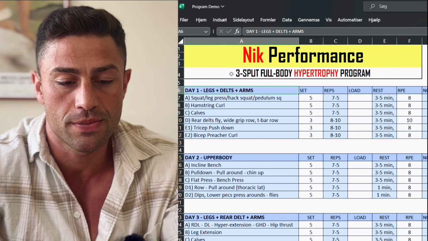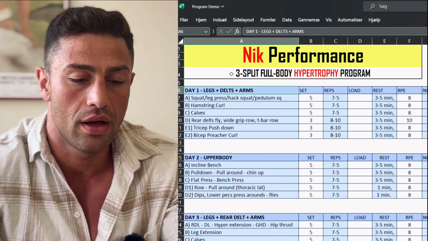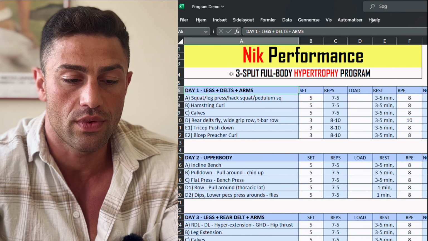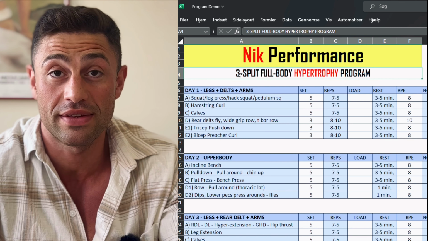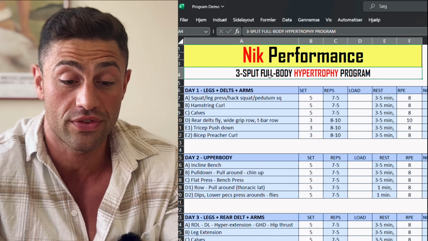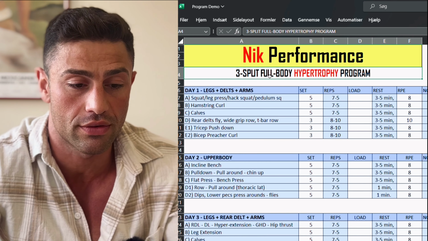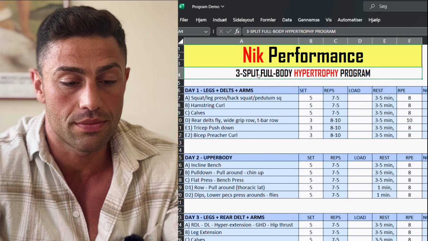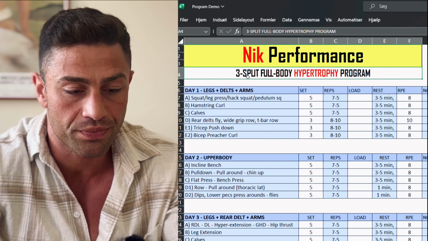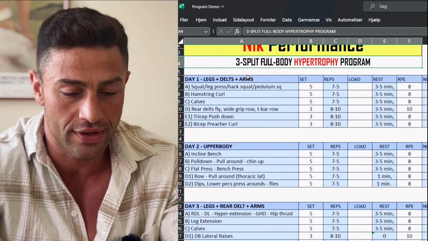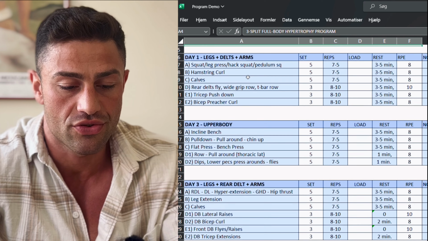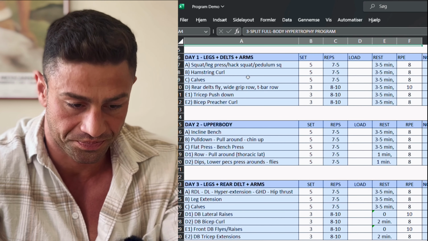So it's going to be a 3 split full body program, and the way I divided it, I literally just spent 10 minutes making these, so I don't know if there is any fault. I'm going to review it together with you guys and we're going to figure it out. So day 1 is going to be legs, delts, and arms. So would be day 3. There's going to be legs, rear delt, and arm.